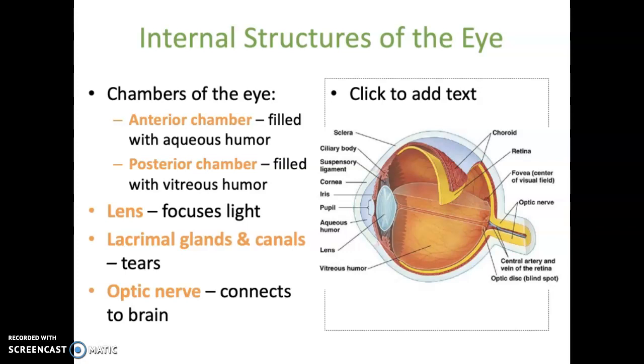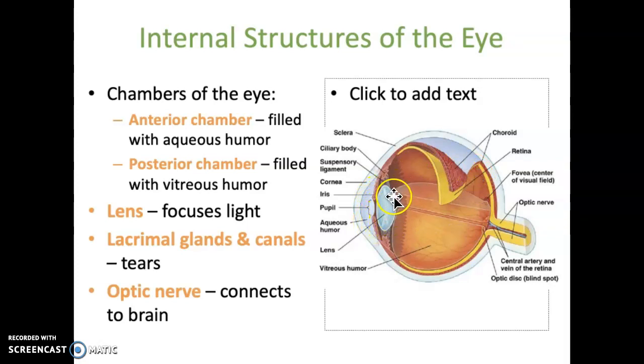There are 2 chambers within the eye. The anterior chamber is in the front portion of the eye. It's actually right in front of the iris. It's between the cornea and the iris, and it contains aqueous humor, which is a clear watery fluid. The posterior chamber is located in the back of the eye, behind the iris and the lens. This is a pretty large chamber that contains the vitreous humor, which is a more jelly-like substance.